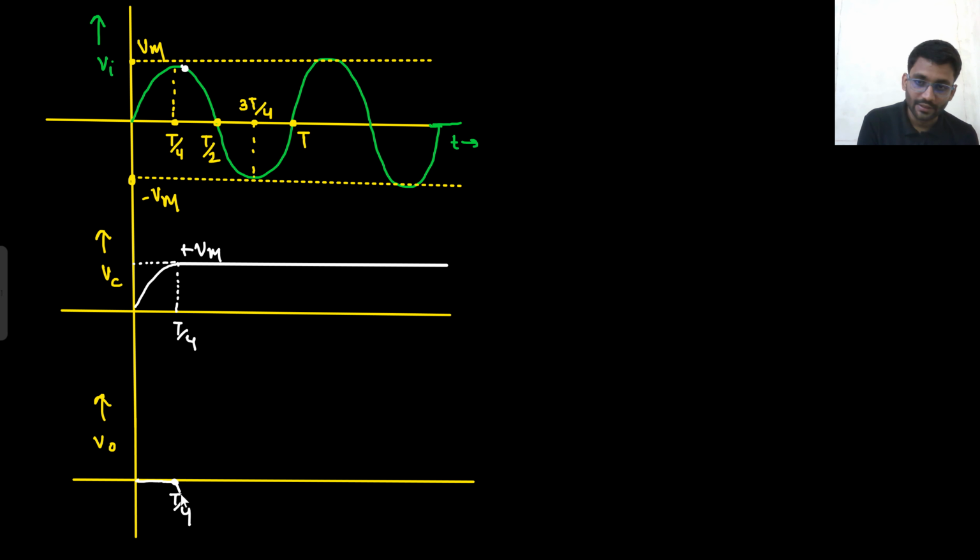Some negative voltage. Then at T by 2, what will happen? V in minus 5, that means 0 minus 5. At T by 2, the input voltage is 0. So 0 minus 5, that means minus 5. At T by 2, it will be minus 5. At 3T by 4, the input is minus 5. V in minus 5. What is our output? Output is V in minus 5. So at 3T by 4, you are having minus 5 input voltage. So minus 5 minus 5 will be minus 10. So like that, it is decreasing.